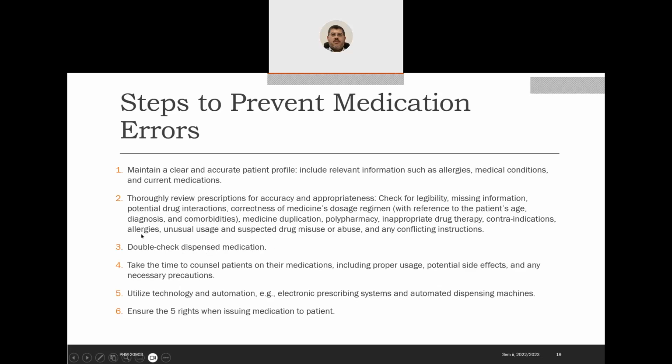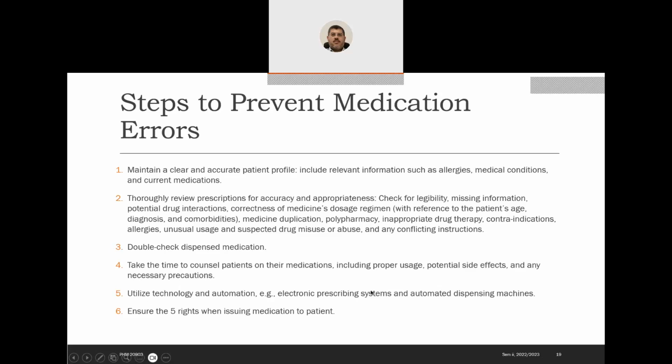We double check also the dispensed medications. It is usually better that medication be collected and prepared by one person and then double checked by another to prevent dispensing errors. Take the time to counsel patients regarding their medications, including proper use, potential side effects, and any necessary precautions. We can also utilize technology and automation.